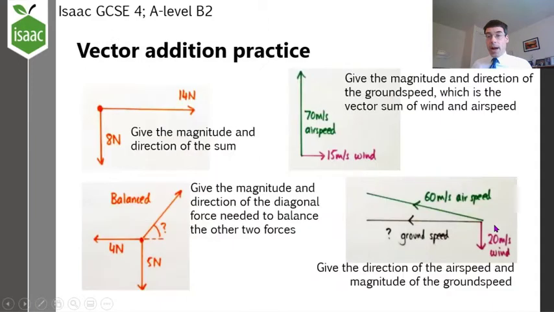So here is some practice, and here are instructions for each of these scenarios in terms of putting the knowledge into practice. Two of these are drawn from aviation, where you'll see it mentions things like ground speed and air speed.